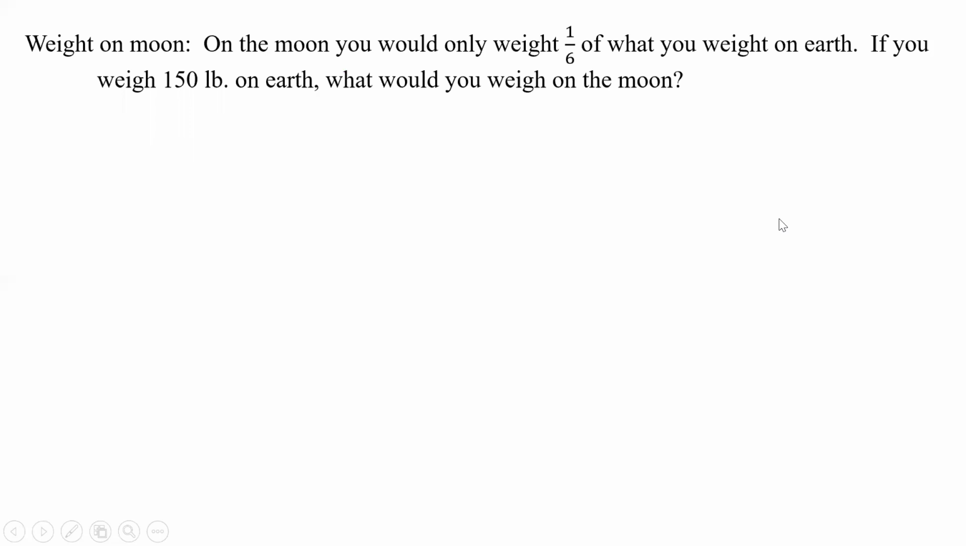So your weight on the moon. On the moon, you would weigh only 1/6 of what you weigh on the Earth. If you weigh 150 pounds on Earth, what would you weigh on the moon? Well, what we're saying is we're taking 1/6 of 150. Now, if we remember our words, what does of mean? Well, of is equal to multiply. Okay, so what we're doing is we're taking 1/6 times 150. Now, since we're doing fractions, let's put it over 1, and we have that.